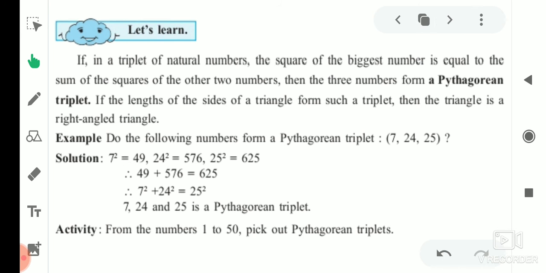Now let's see what are Pythagorean triplets. What is a Pythagorean triplet?